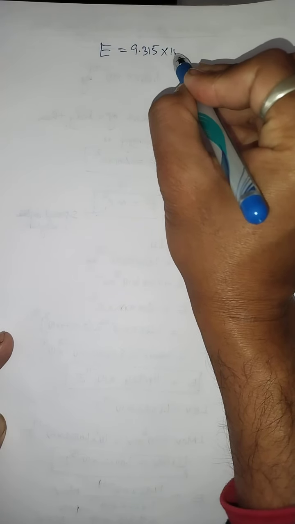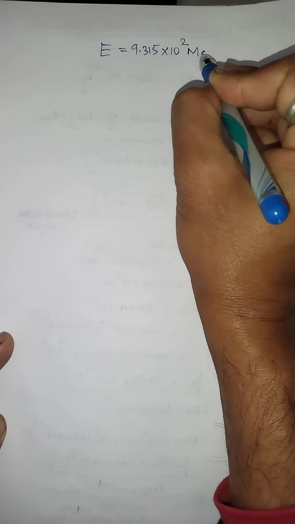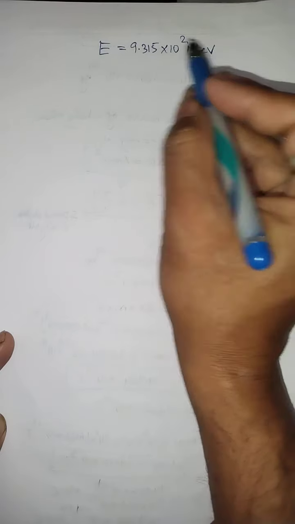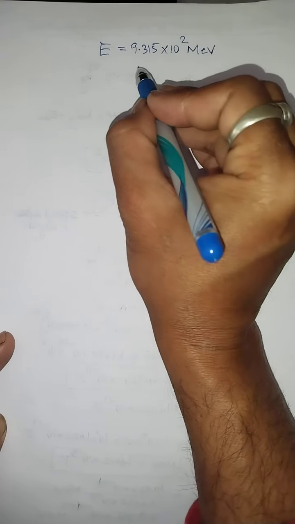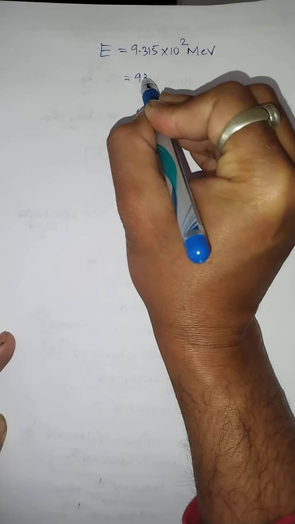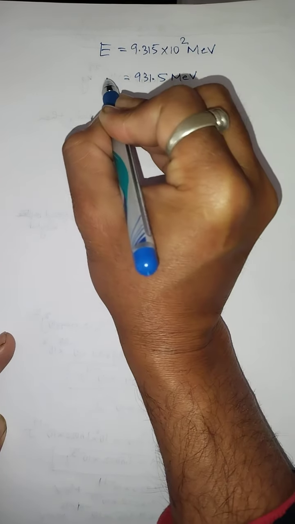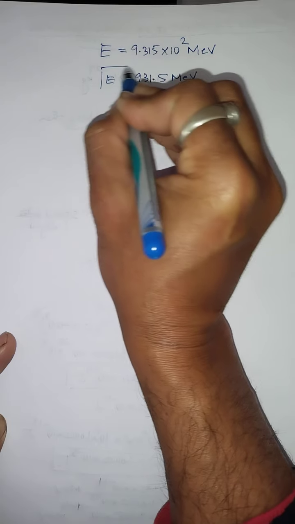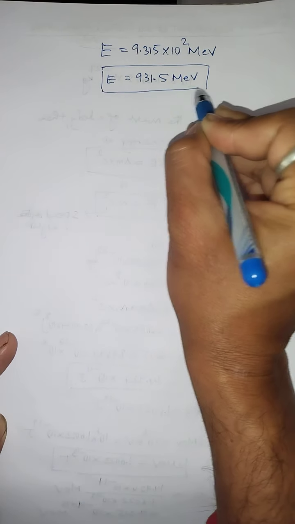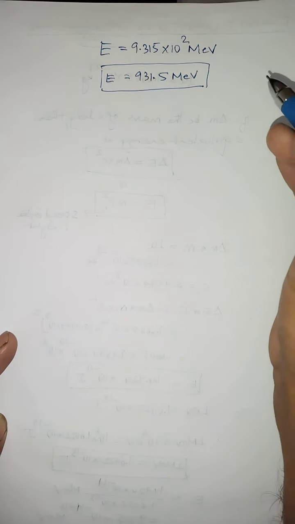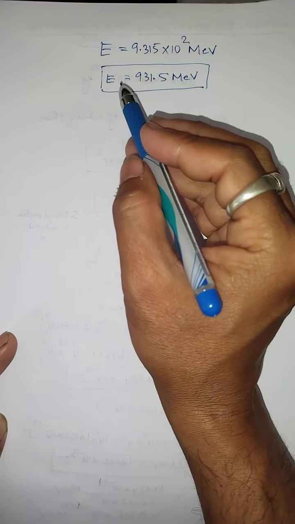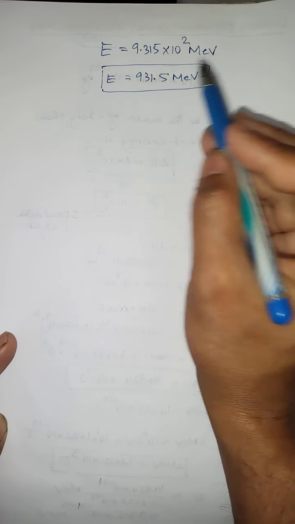Now we calculate this energy. 9.315 into 10 power, as I said, 2. And this is in mega electron volt. So if you multiply, 10 power 2 means 100, so it's 931.5, and the unit is mega electron volt. So look at the energy that we calculated now. What is the energy of a mass of one unified atomic mass unit? The equivalent energy is 931.5 mega electron volt.